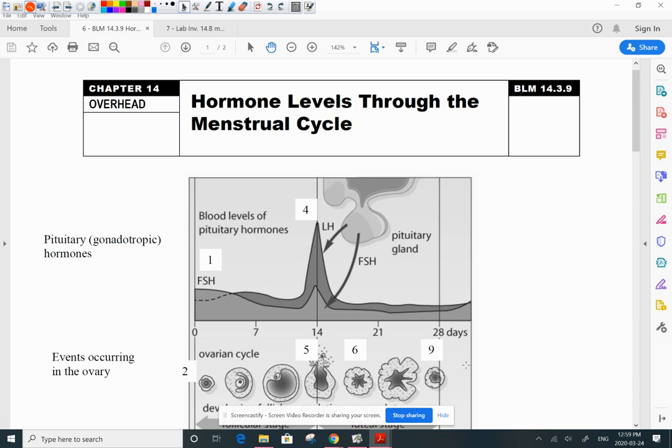Good morning, Biology 30s. So today I wanted to talk to you a little bit about the menstrual cycle. And you should have this graphic, these graphs that show, first of all, the pituitary hormones, the gonadotropic, meaning they're acting on the gonads.